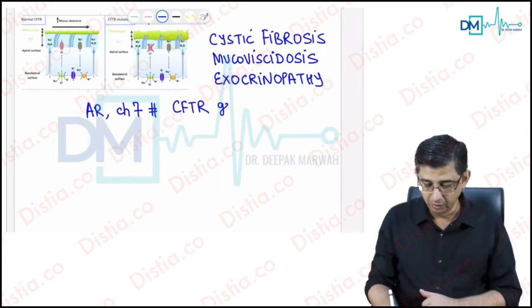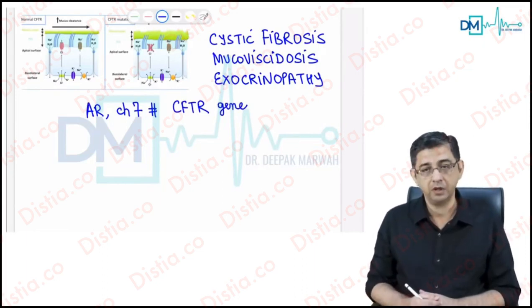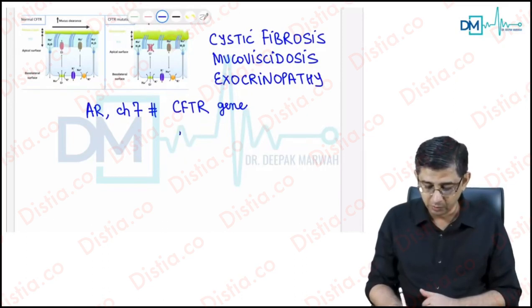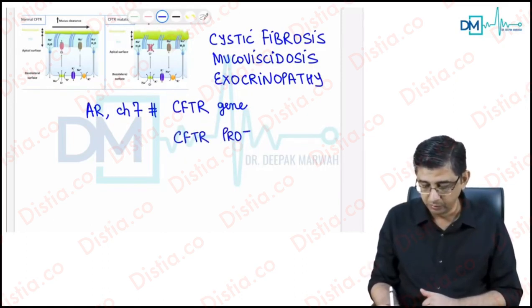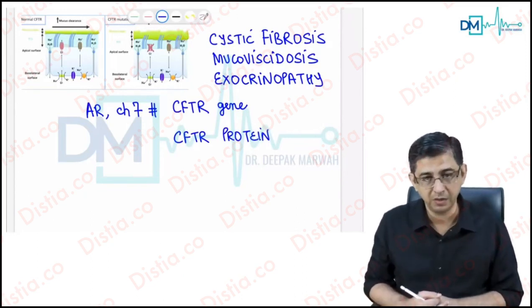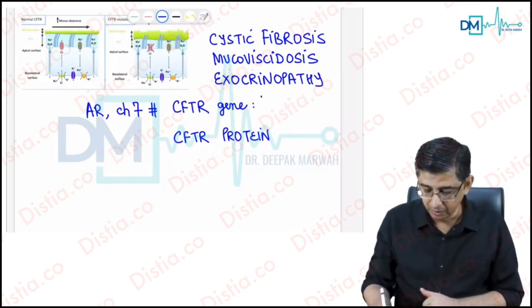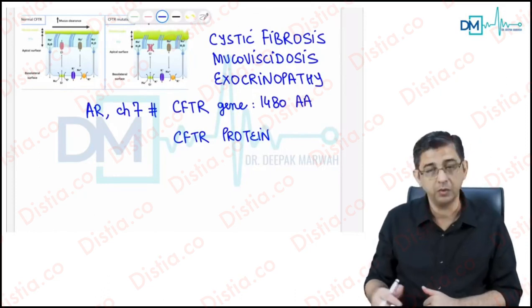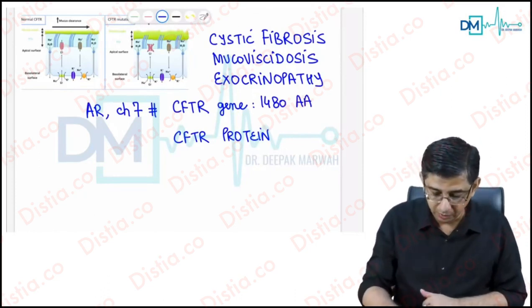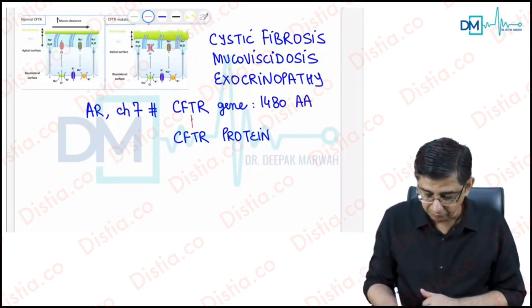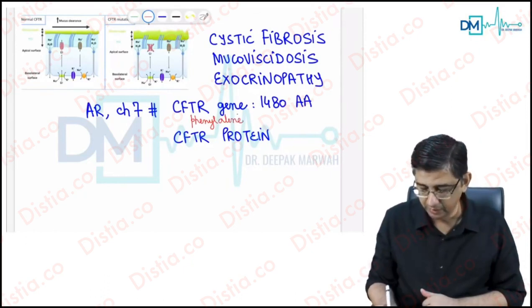So the gene that we are talking about is also called CFTR, and the protein that it expresses is also referred to as the CFTR protein. The full form of CFTR is cystic fibrosis transmembrane conductance receptor. Now, when it comes to this gene, we have studied that it has a 1480 amino acid sequence. In this particular sequence, phenylalanine is present at position number 508.